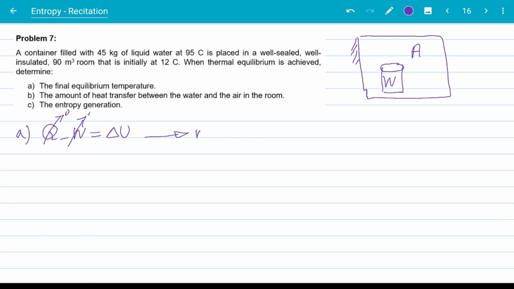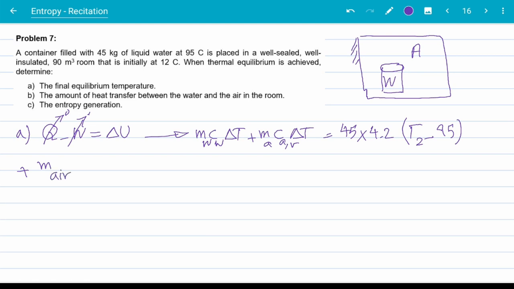Delta U is the mass of water, C of water, delta T of water, plus mass of air, C of air, delta T of air. Now, air is a gas, and here we are dealing with a process that is happening in a constant volume room, so C at constant volume. If we plug in numbers, I have 45 kilograms of water. C of water is 4.2 kilojoules per kilogram Kelvin. And delta T of water is the final temperature we don't know, minus the initial temperature, 95, plus the mass of air, which we don't know. C of air at constant volume is 0.718, and the temperature change is T2 minus the initial temperature, 12. This is going to be zero.